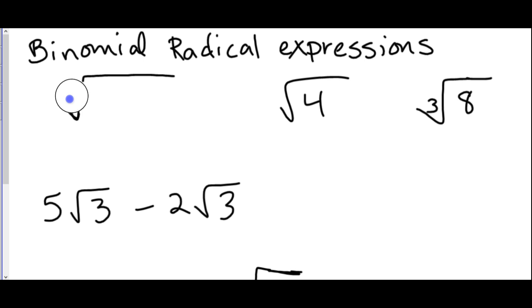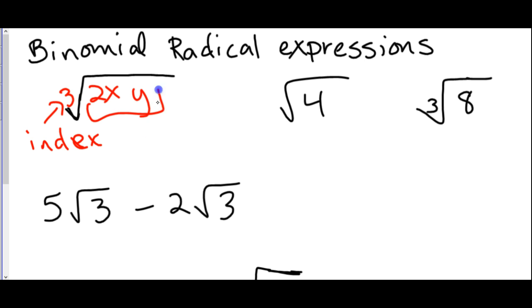If there's a little number in front, then that is called the index. And then if you have something inside, that is called the radicand. On an expression that doesn't actually include an index, you always assume the index to be 2. That means we're taking the square root.